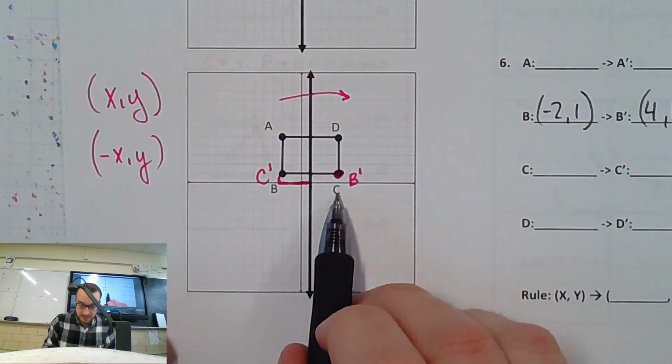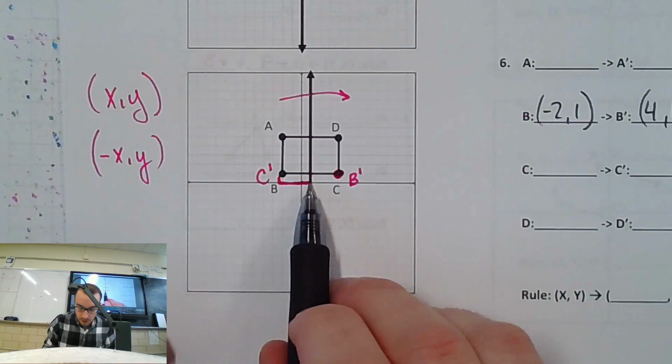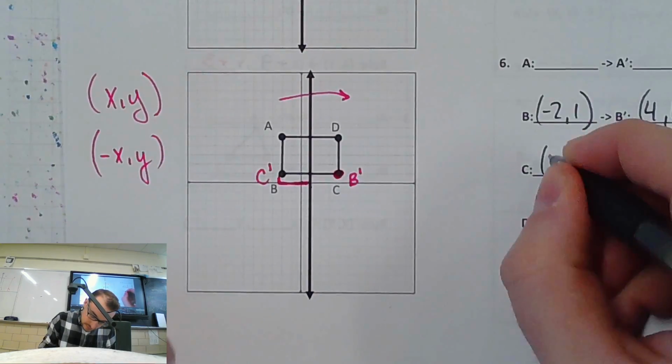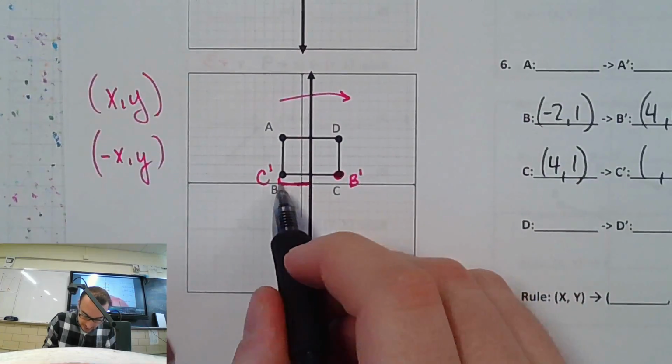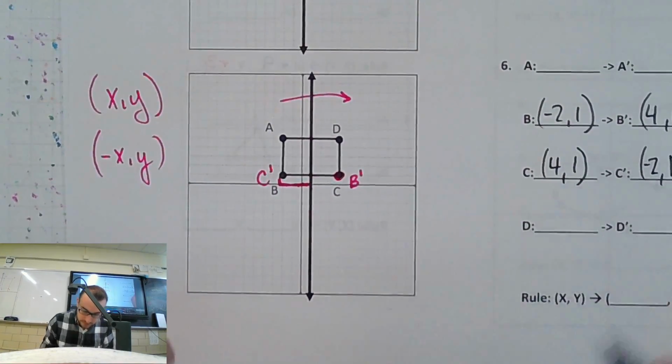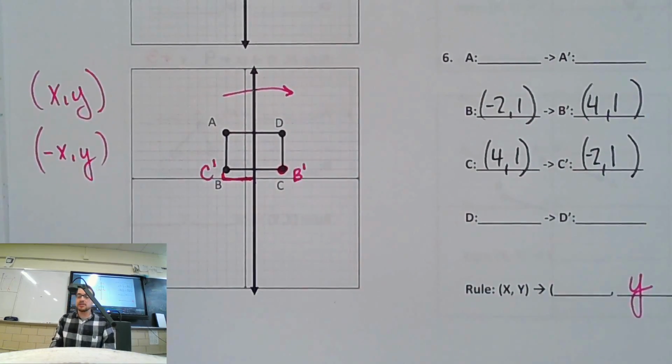So let's look at C. C starts out at, oh, sorry, I counted from the line of reflection. 1, 2, 3, 4, comma 1. And goes to C prime, which is negative 2, comma 1. Sorry. So it does look like we keep the y. That seems to work, right? And that makes sense because we're flipping horizontally. The y is not going to change.